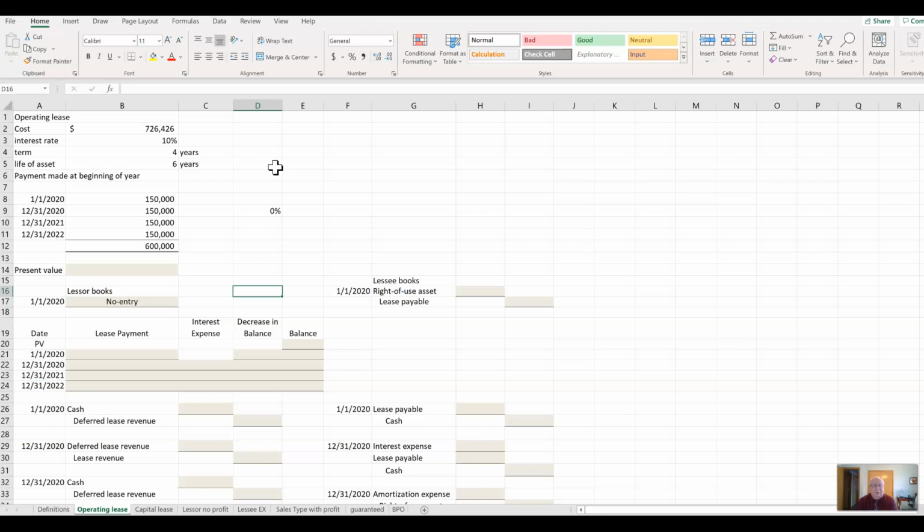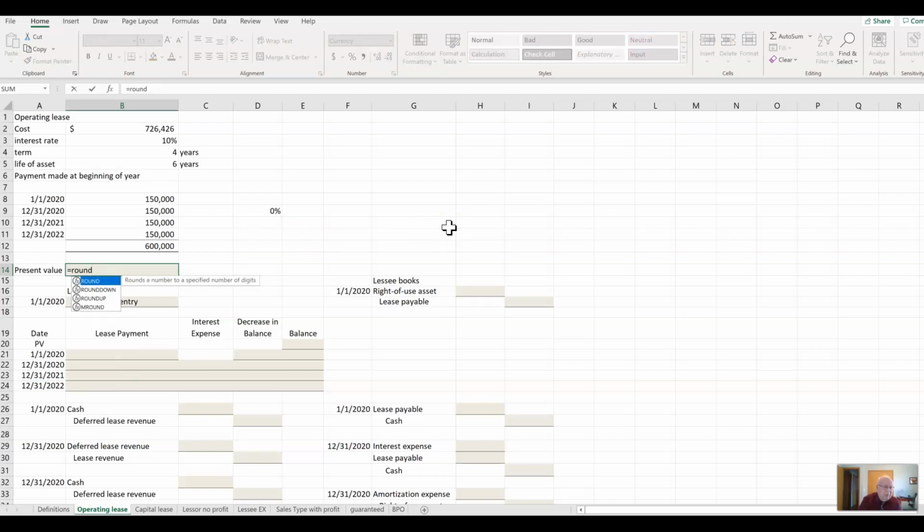Okay. So we know there's no title transfer on this, there's no purchase option, and the term is for less than 75%, it's for 2/3. And it's not a specialized item, so the only way it could qualify would be if the minimum lease payments are greater than 90%. So that's what we have to do here, find out what the minimum lease payments are.